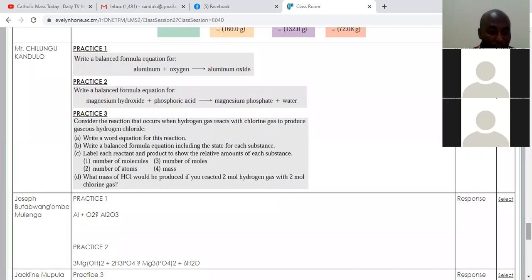What Joseph has done is correct. Why? Because aluminum is singular, but oxygen exists as O2. So that's what he did, Al plus O2. Then you remember that Al is 3 plus, then O is 2 minus. So you just change the partners, so it will give you Al2O3.